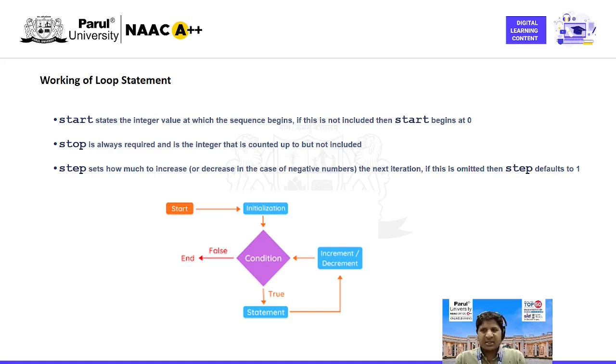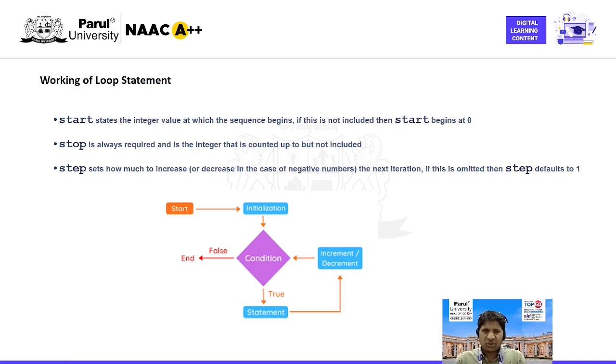And the third one is step. Step sets how much to increase. Once your loop starts, how much your next step increases or decreases. If we go forward, then it is an increase. If we go backward, then it is a decrease. You can see the diagram. Start, initialize the value. Initialize means start the value. Once your loop starts, check the condition. If the condition is true, the statement is executed, and then increase or decrease the value.